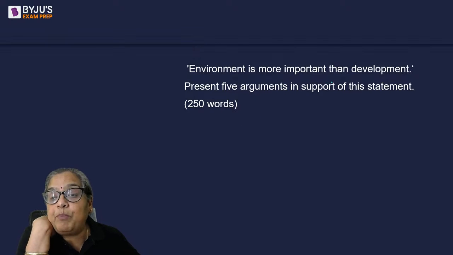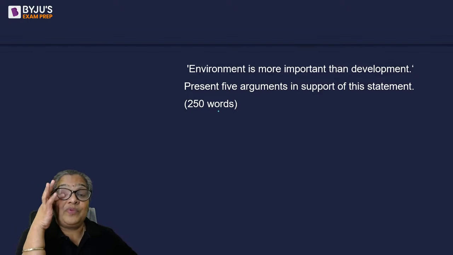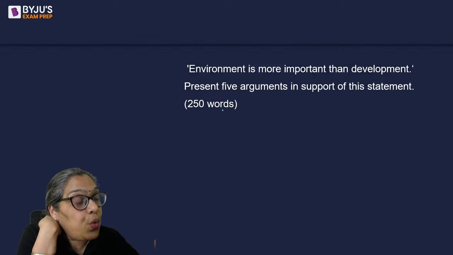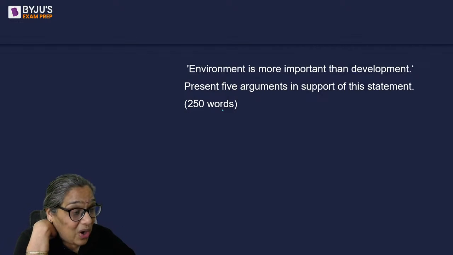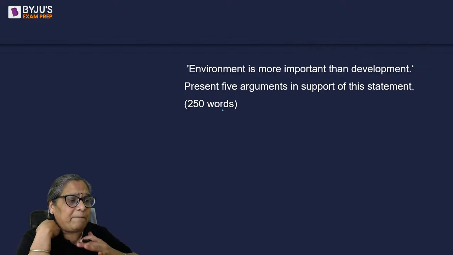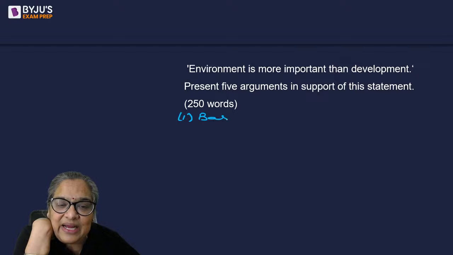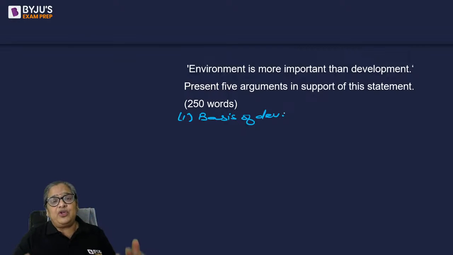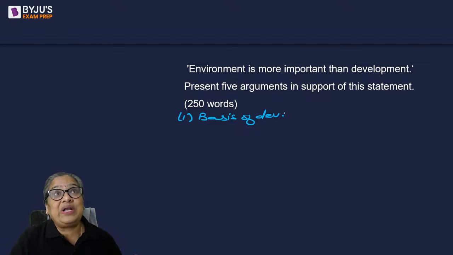Environment is more important than development. Present 5 arguments in support of this statement. What are the 5 arguments you will give in support of the statement that yes, climate, the environment, the air around us, the water, the earth, all of which we are polluting like anything, is more important. The health of the environment is the basis of development. What is the meaning of development when you don't have an earth to live on, when you don't have water to drink, when you don't have clear air to breathe?